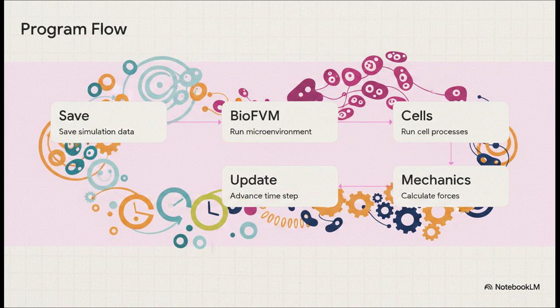To actually simulate millions of cells smoothly, the software relies on a really elegant 5-step program loop. Step 1, save the simulation state. Step 2, run that lightning-fast chemical microenvironment. Step 3, run the much slower cell lifecycle processes. Step 4, calculate the mechanical forces, where cells are physically pushing and pulling on one another. And finally, step 5, update the simulation time, and loop right back around.